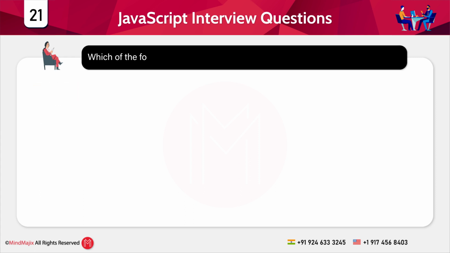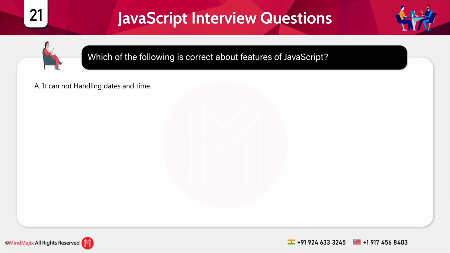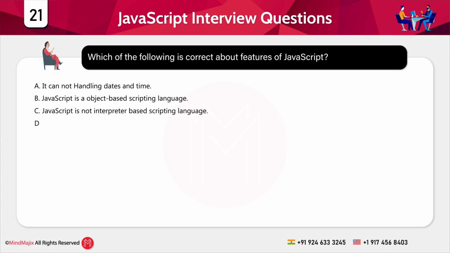Which of the following is correct about features of JavaScript? It cannot handle dates and time. JavaScript is an object-based scripting language. JavaScript is not an interpreted scripting language. All of the above. So the answer is B. JavaScript is an object-based scripting language.